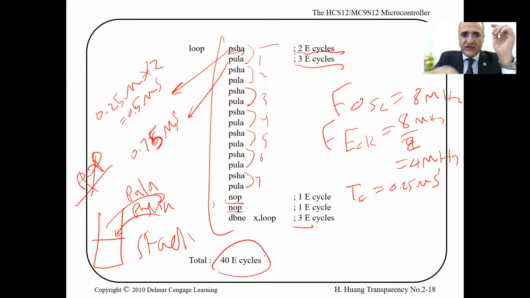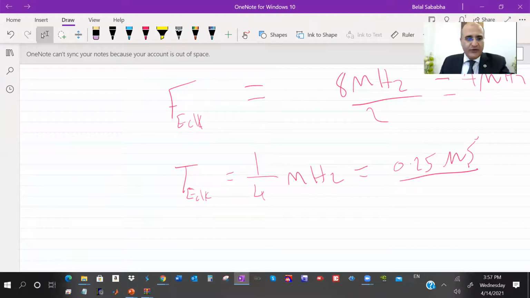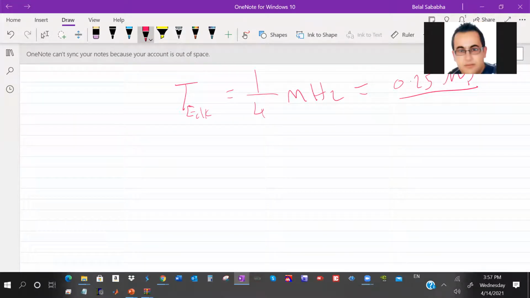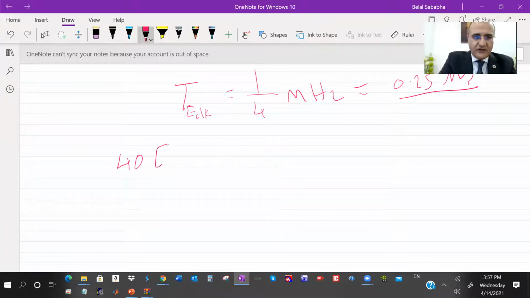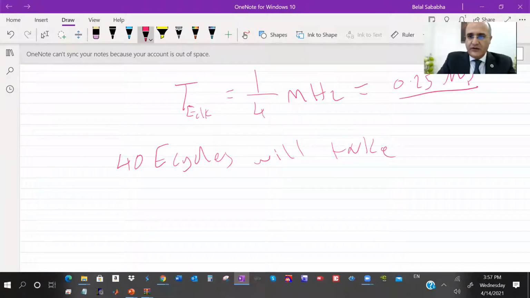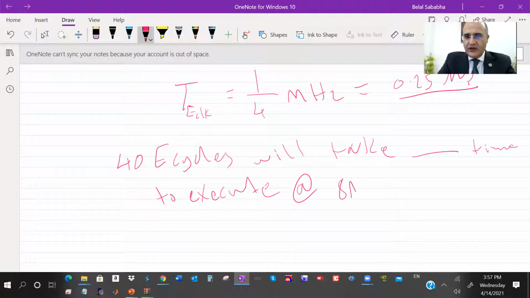Okay, how long will these take to execute? 40 e-cycles. And this is the math we did in our example last time. So 40 e-cycles will take this much time to execute at 8 megahertz oscillator frequency or crystal.